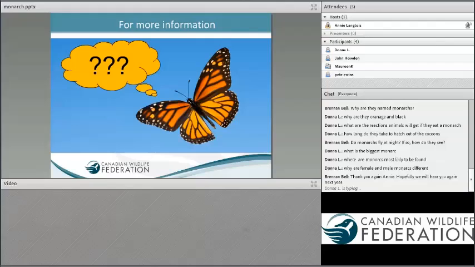Why are female and male monarchs different? A lot of species of animals and birds and insects have different males or females, probably because they need to recognize one another as a male and a female. That's probably just it.